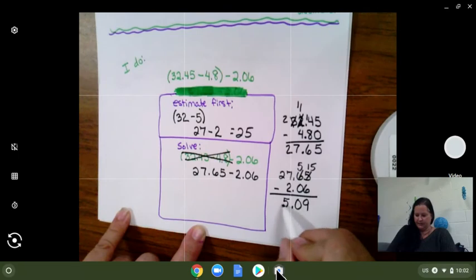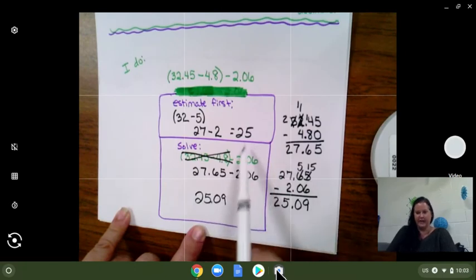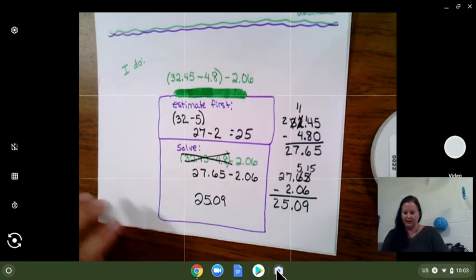Seven minus 2 is 5. 2, there isn't anything to subtract. So my answer is 25 and 9 hundredths. And my estimate is very close to my answer, so we're right on track.